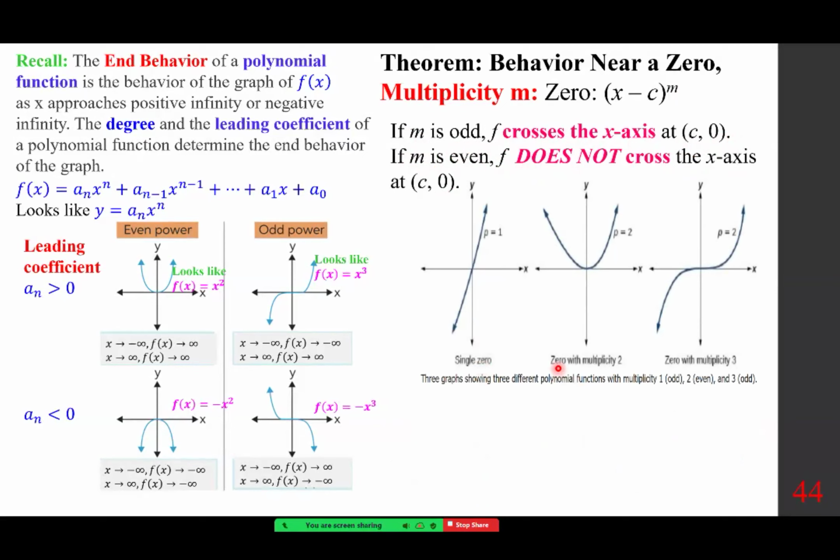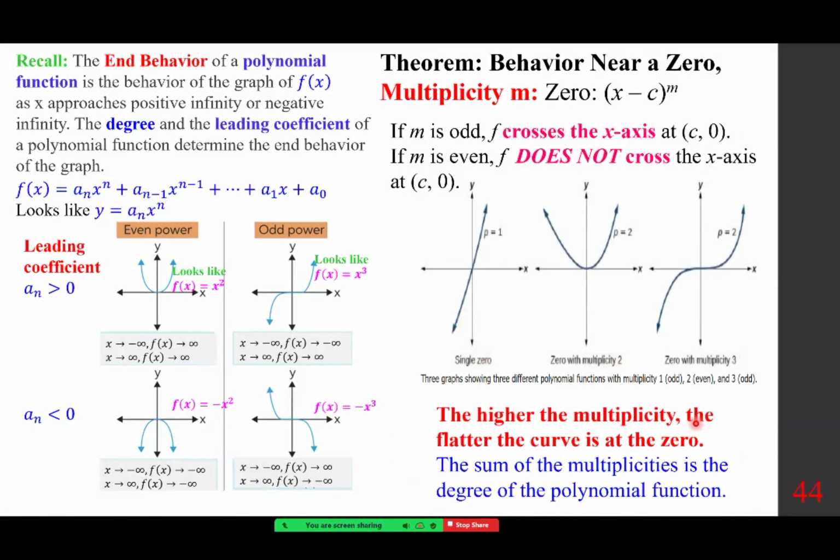This is a single zero. This is a double zero, multiplicity even, or two. This is multiplicity three. Now, the higher the multiplicity, the flatter the curve is at the zero. The sum of the multiplicities is the degree of the polynomial function.